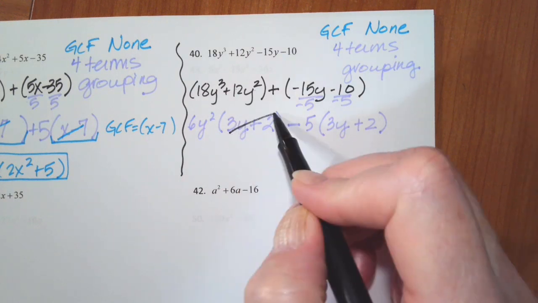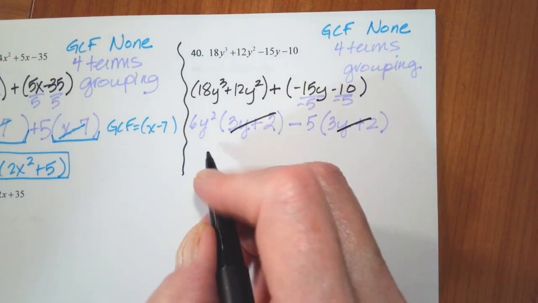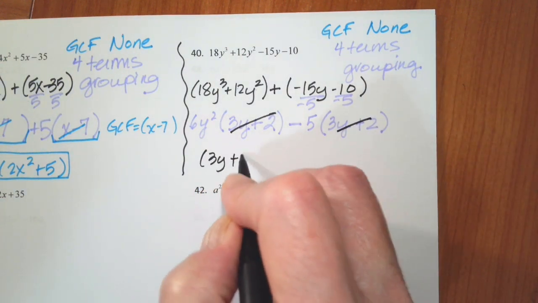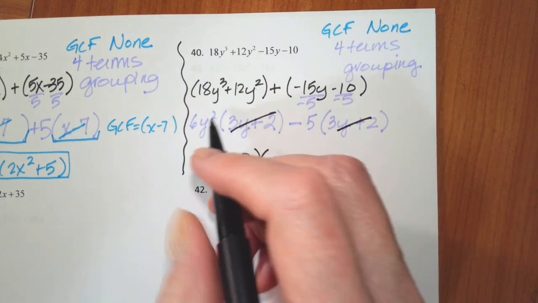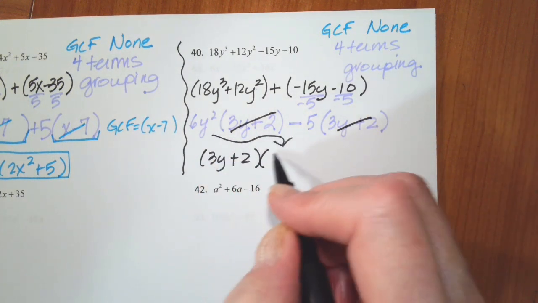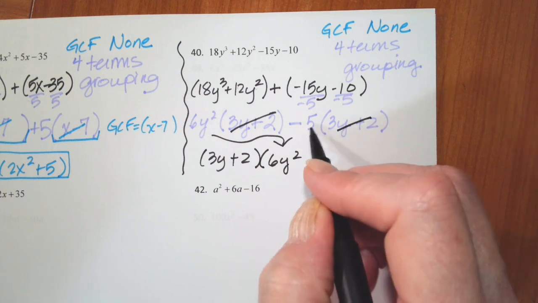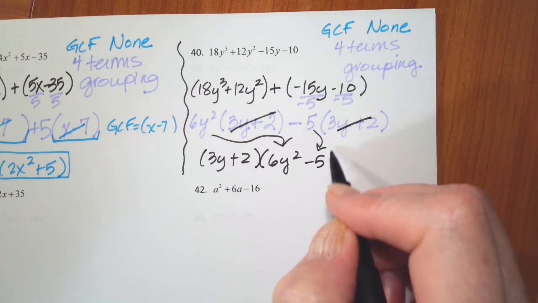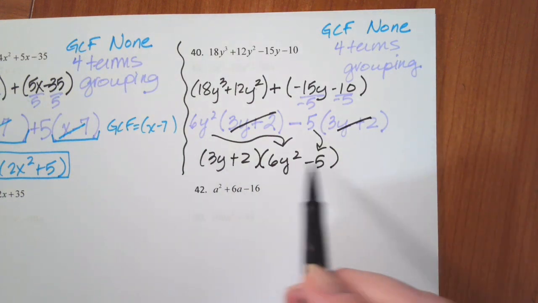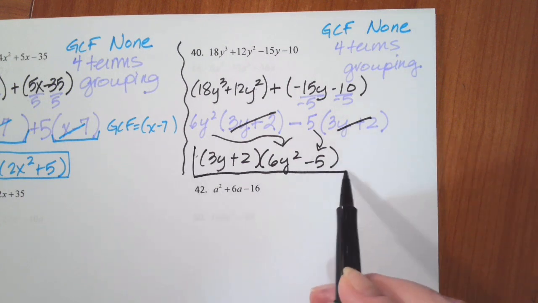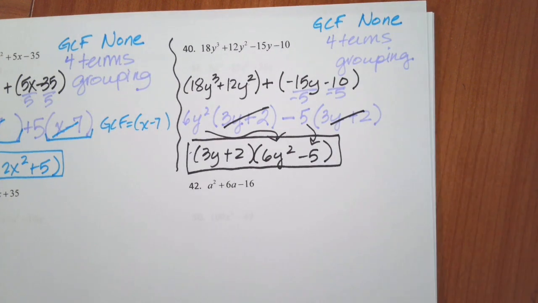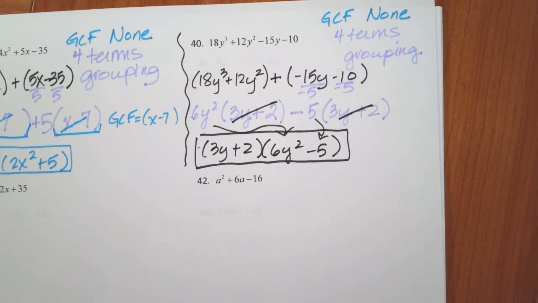Okay, so I have a common binomial factor now of 3y plus 2. And when I get rid of that, I'm left with 6y to the second minus 5. This is not a difference of squares, so I have done all I can. Okay, let's take a break on this.